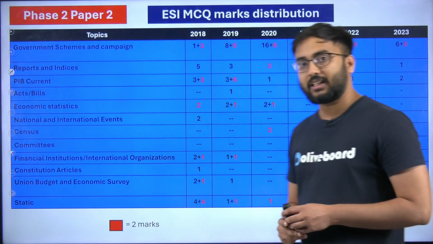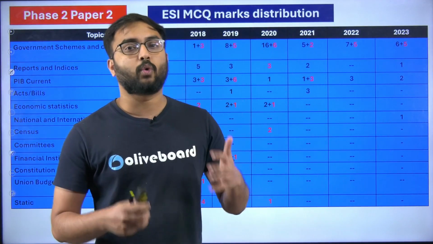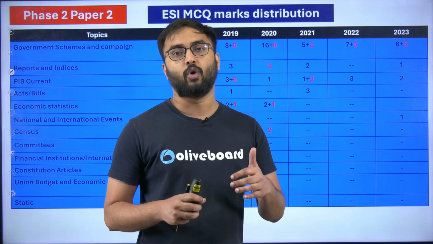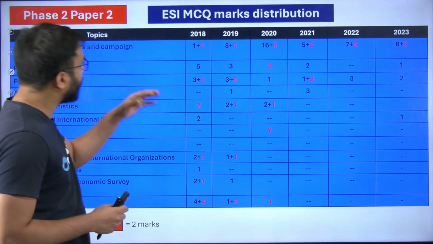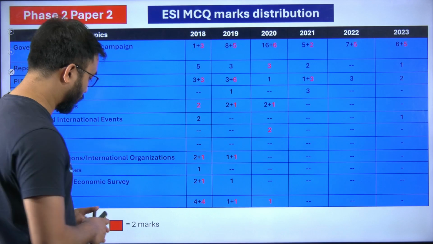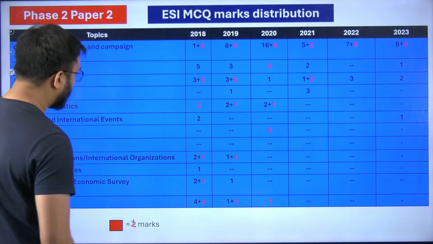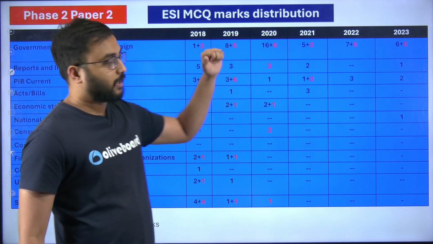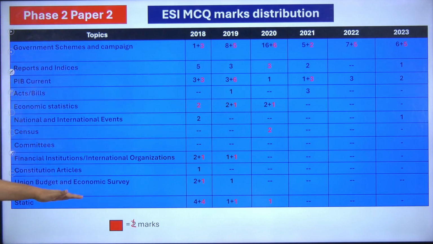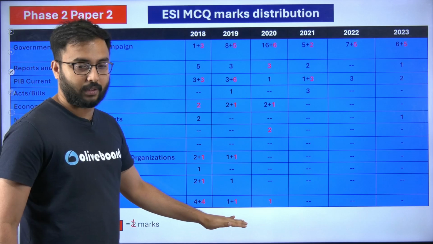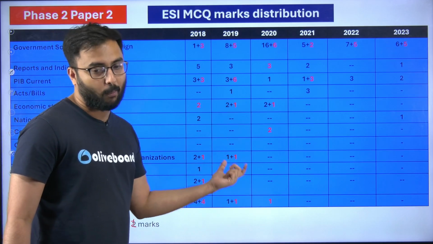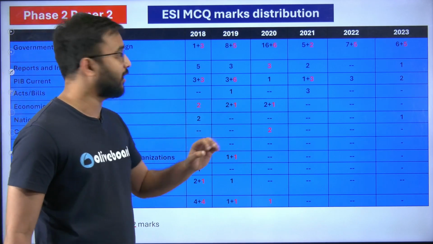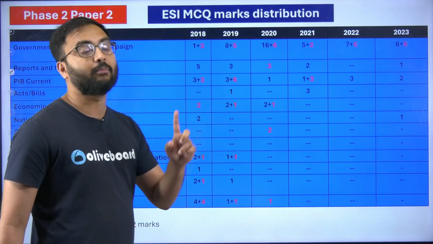Now let us start our discussion on how we are going to score in both papers, paper 1 and paper 2. For that we should know what the important sections are which are coming up in the exam. So let us talk about the ESI MCQ part in paper 2. You can see here that the topics for ESI are given and the mark distribution is given. If you look at the mark distribution properly, you will understand that the black color marks are the 2 marker questions and the red color marks are the 1 marker questions.